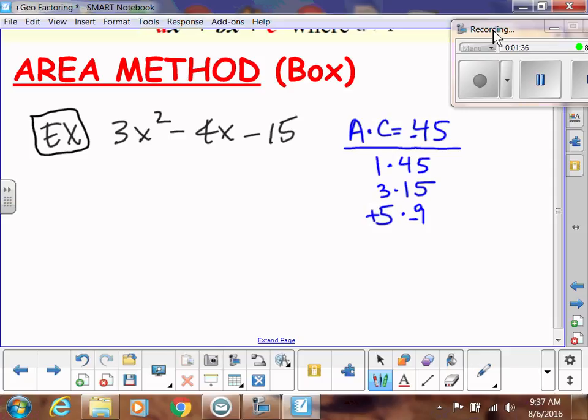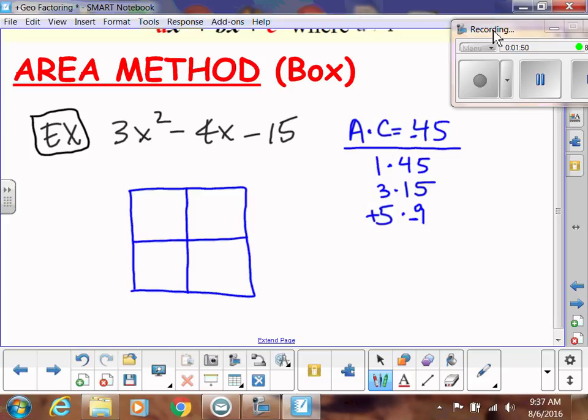So instead of breaking up that middle term into two different terms, we're going to draw a box. And you're going to split that box or that square into 4 different little boxes. In opposite corners, I want you to put your first term and your last term. Okay, so we're going to have 3x squared in one corner and negative 15 in the other corner. Make sure you take your sign with you.